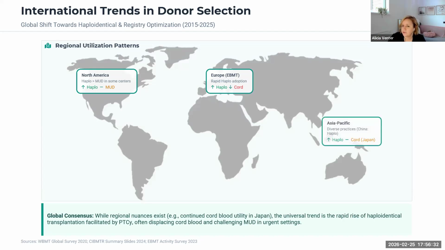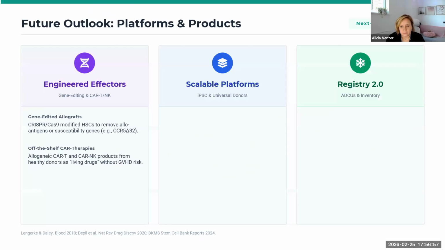And then in Asian Pacific areas, there are diverse practices, but we are definitely seeing haplo rising, specifically in China, and cord, we expect to see the same amount of cord transplantations taking place because of access. They have the access, they have the experience, and it means that they can stay nationally, sustain themselves nationally.